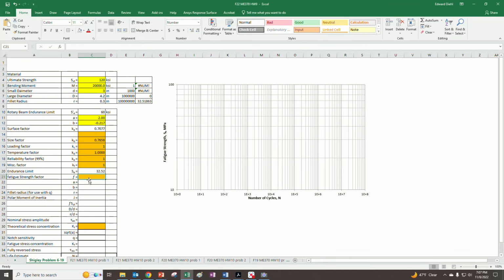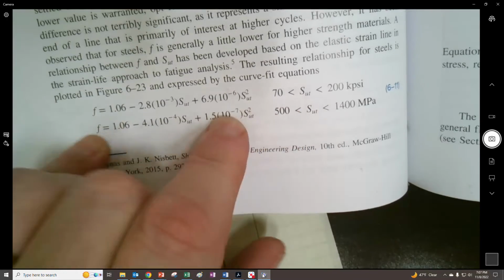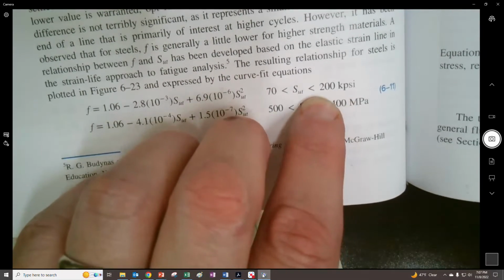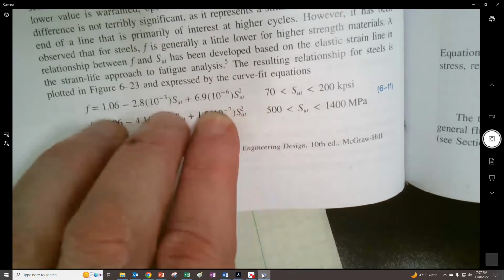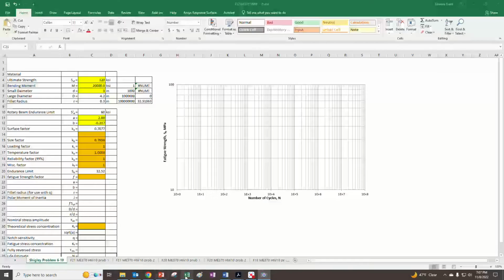We can put an equation in for this now. Might as well, if we're going to make a spreadsheet that's going to be useful to us. So this is based on this graph, but now in the 11th edition we have this right here. We've got to be careful that we don't go over 200 or under 70 for this equation, but we can make sure that we have it. We could put like a little star next to it.